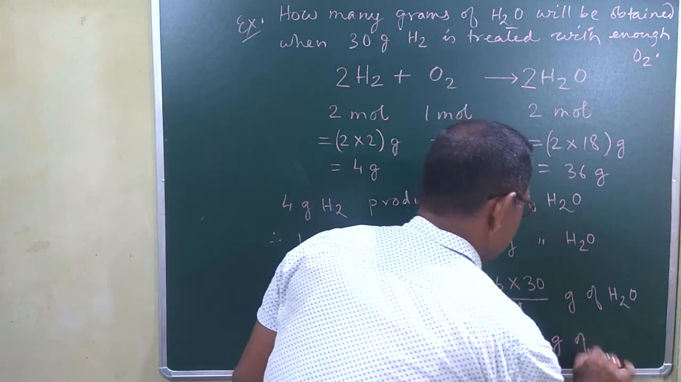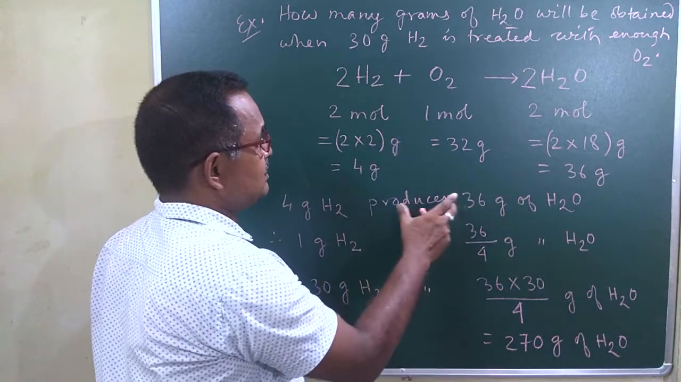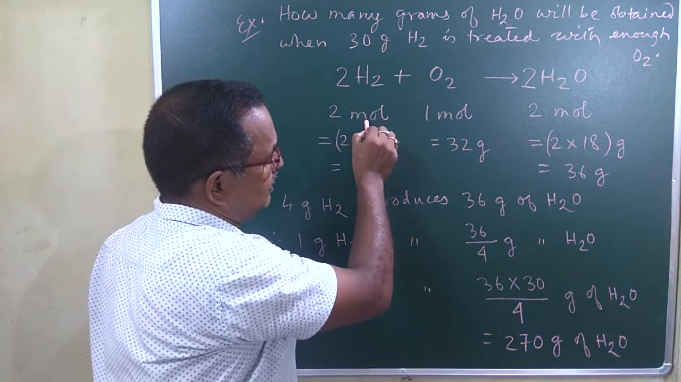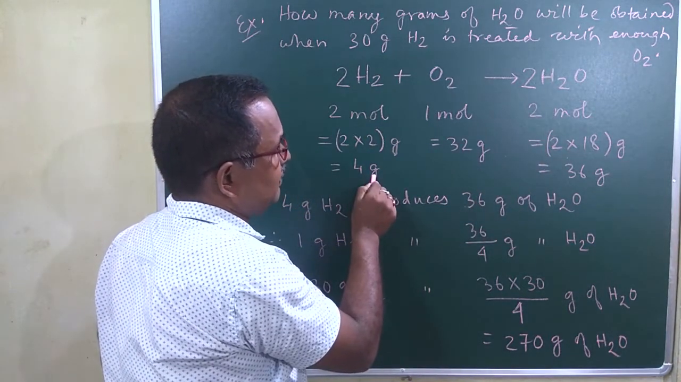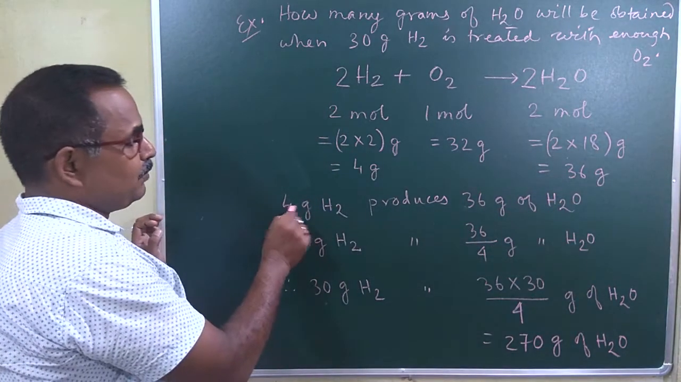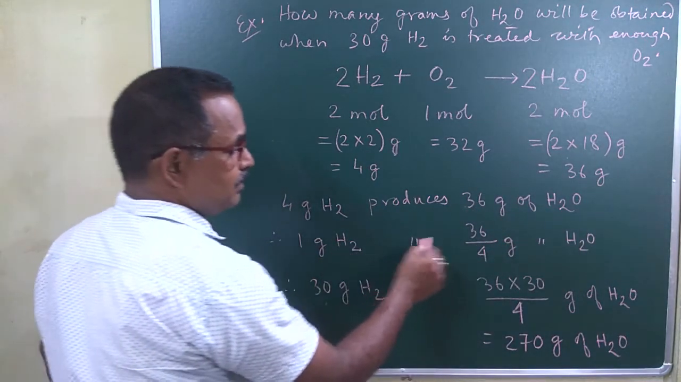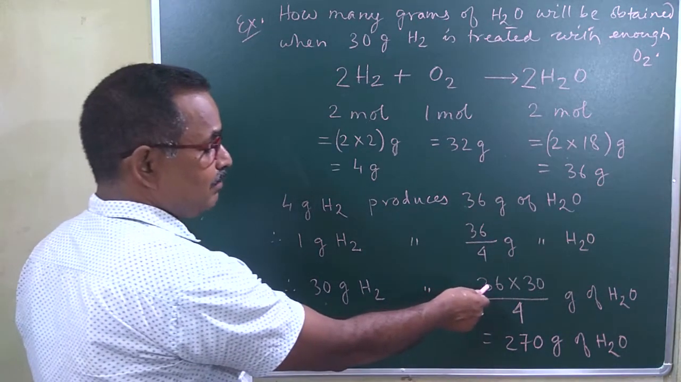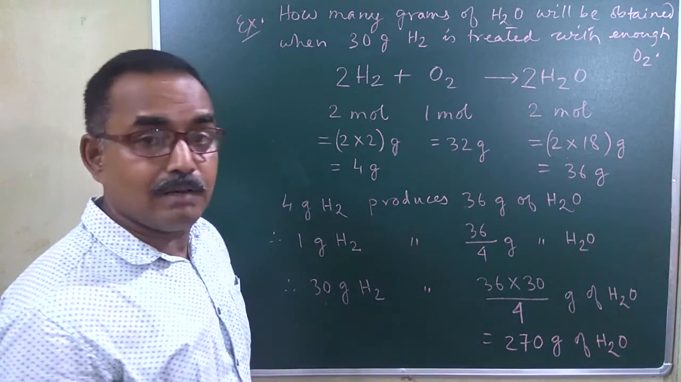270 gram. See, 4 gram hydrogen gives us 36 gram water. This is understood from the balanced chemical equation, because 2 moles of hydrogen gives us 2 moles of water. 2 moles of hydrogen means 4 gram of hydrogen. 2 moles of water means 36 gram water. So we write 4 gram H2 will produce 36 gram of water. Therefore 1 gram H2 will produce 36 divided by 4 gram H2O. So 30 gram H2 will give us 36 times 30 by 4 gram of H2O. This is 270 gram of H2O.